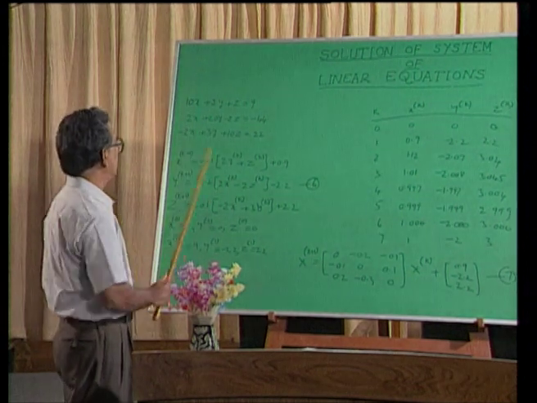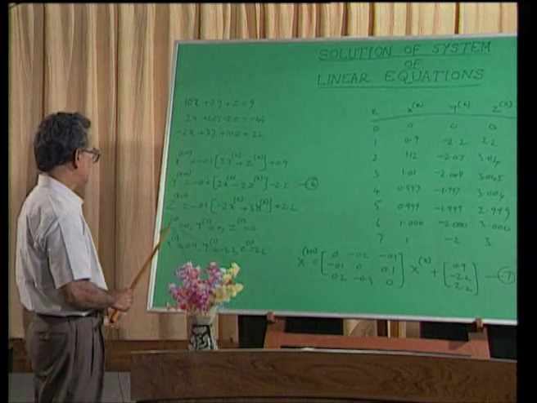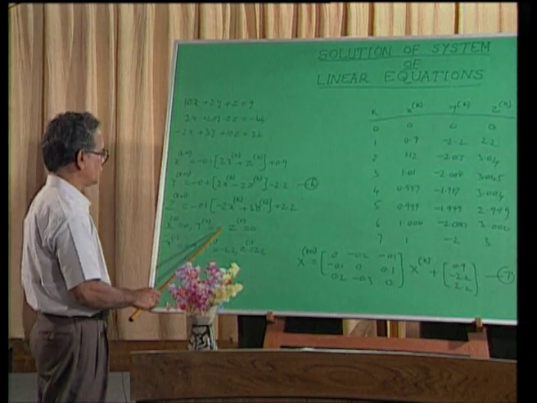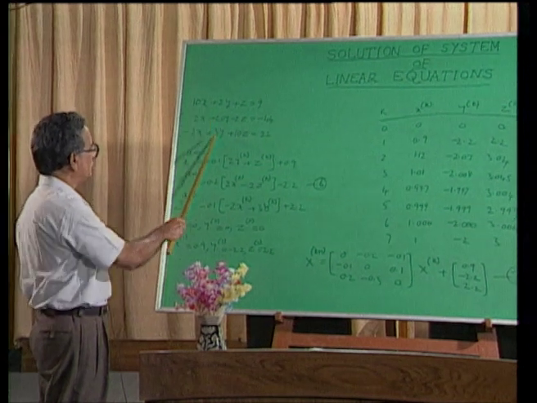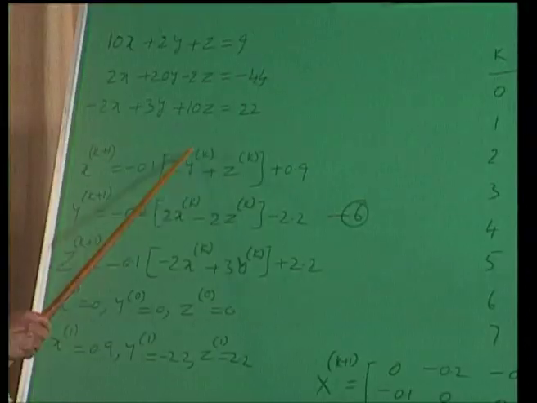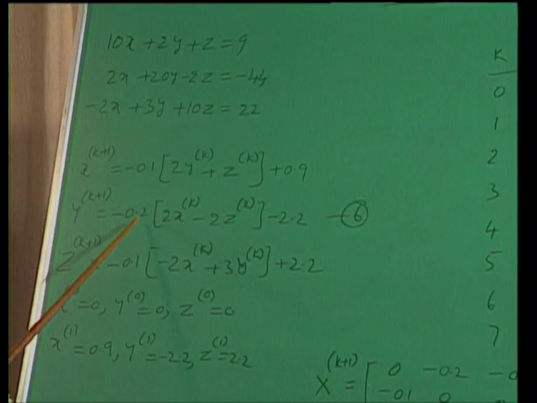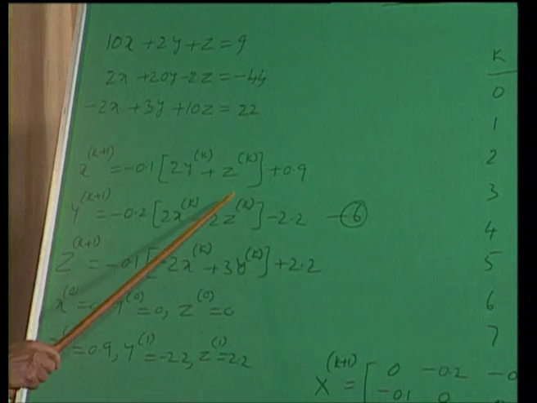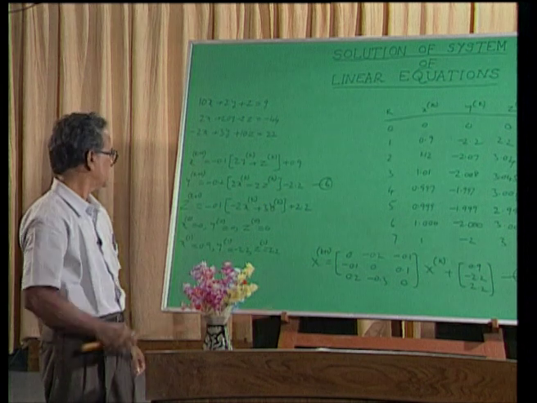Now, we start in the Jacobi method with the initial approximation as 0, 0, 0. Now, the Jacobi iteration scheme for this given system is this: xk plus 1 is equal to minus 0.1 into 2yk plus zk minus 0.9, yk plus 1 is equal to minus 0.2 into 2xk minus 2zk minus 2.2, etc., where k takes values 0, 1, 2, etc.